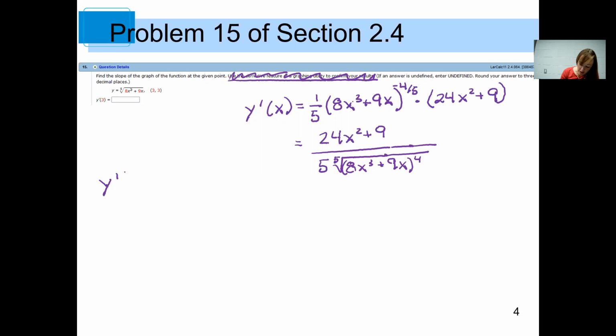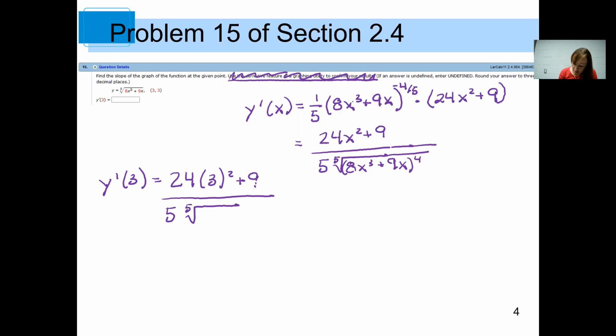And then we just want to find y prime of 3. So we have 24 times 3 squared plus 9 over 5 times the fifth root of 8 times 3 to the third plus 9 times 3, all to the fourth. It's kind of a lot of simplifying, so I'm going to pull out a calculator.